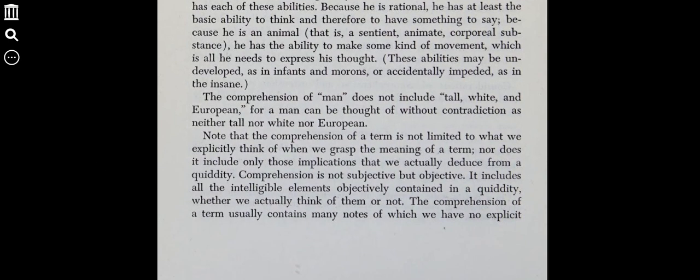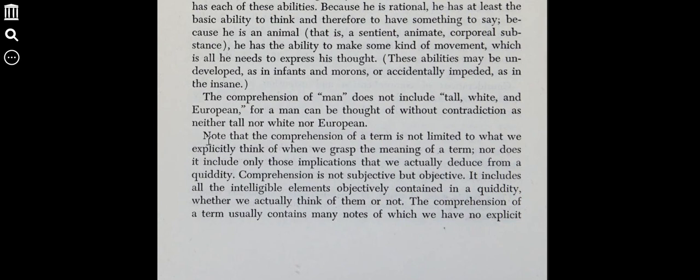Also, to continue back to the author, the comprehension of man does not include tall, white, and European, for a man can be thought of without contradiction as neither tall nor white nor European. And finally, and this is an important note because we're dealing with what is objective, not what is subjective.